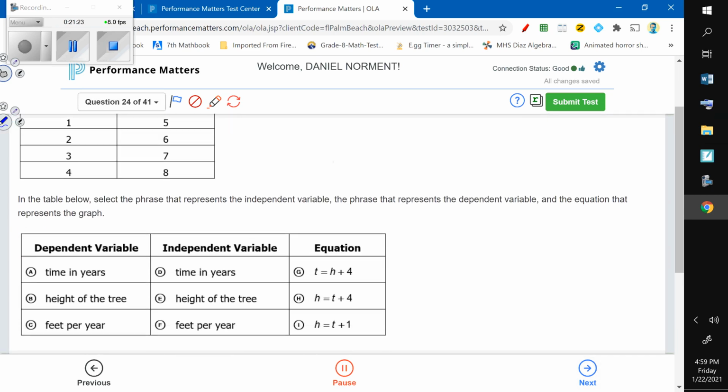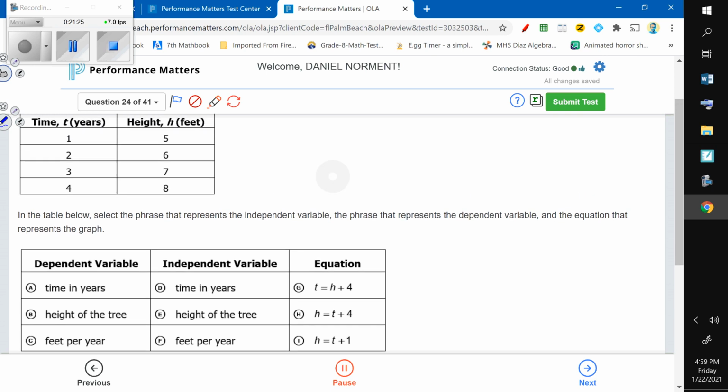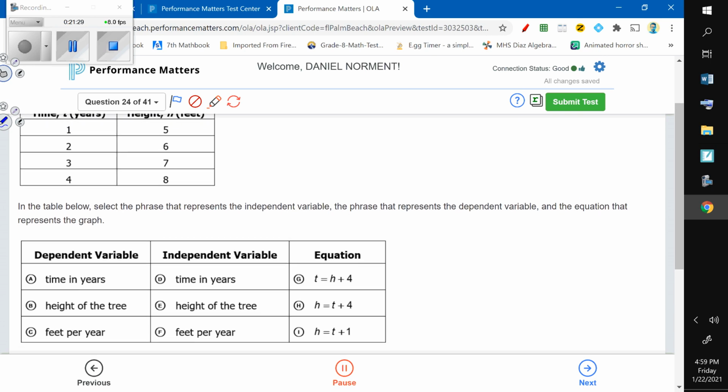Okay. This one took me a while. I was really confused by this. But what's going on is there's only going to be one answer here, one answer here, and one answer here, class. Remember, independent on its own. Dependent depends upon something.